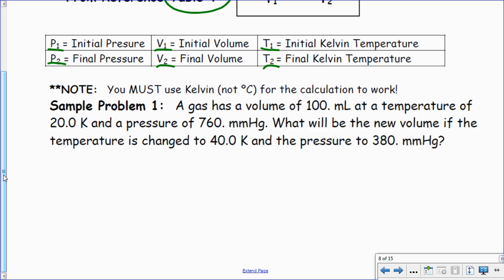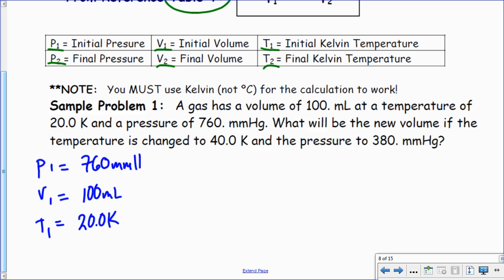The way we solve these problems is simple. Just like Q equals mC delta T, we find our variables and we define them, and then we plug and chug. So P1 is the initial conditions. A gas has a volume of 100 milliliters, so that's 100, and a temperature of 20 Kelvin, and a pressure of 760 millimeters of mercury. That's the initial conditions. What will be the new volume? That's how you know it's describing the new conditions. If the temperature is changed to 40 Kelvin, the pressure to 380. So P2, V2, T2. Let's find out what those are.